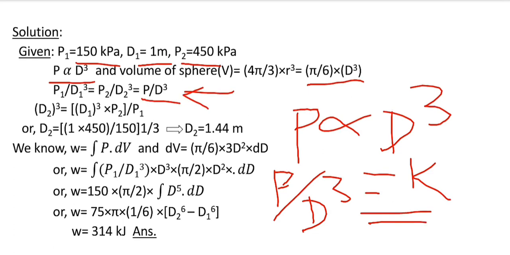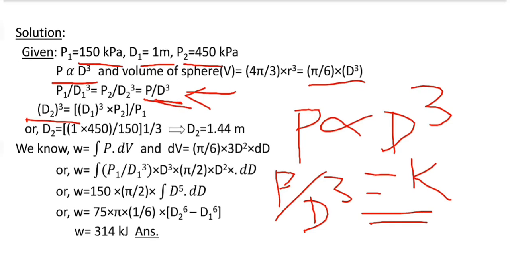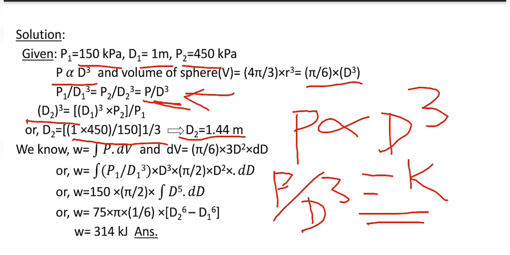Now here we will calculate the final diameter after the heating process of the spherical balloon from this relation, and after putting all these values we get the final diameter, which is equal to 1.44 meter. After the heating process, the diameter of the spherical balloon will definitely increase, and here we get a diameter of 1.44, which is greater than the initial diameter.